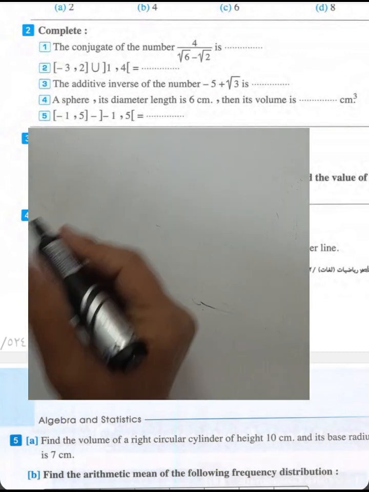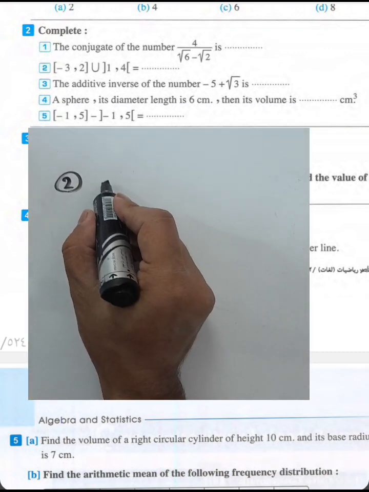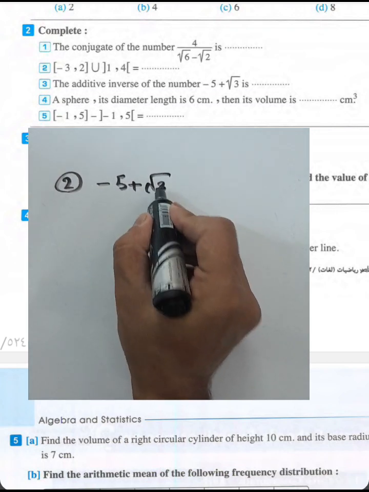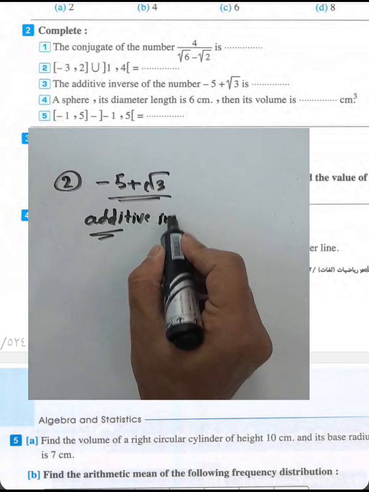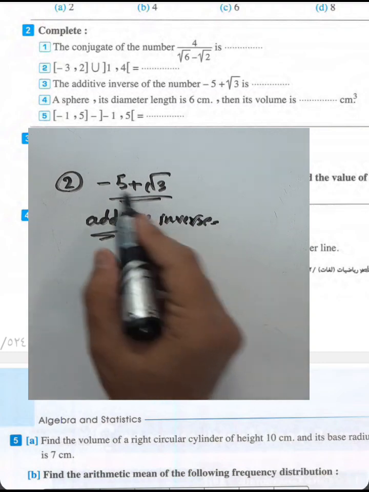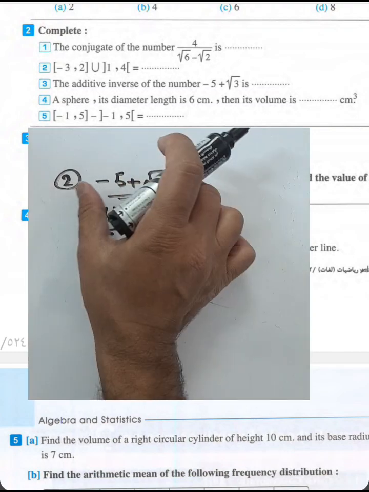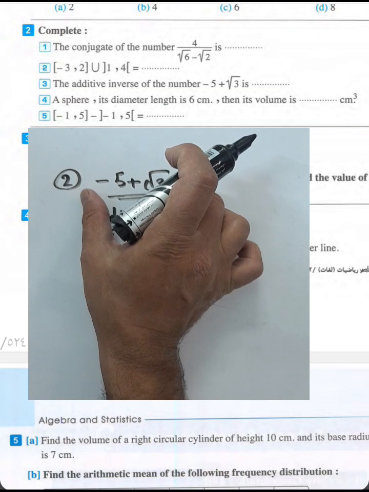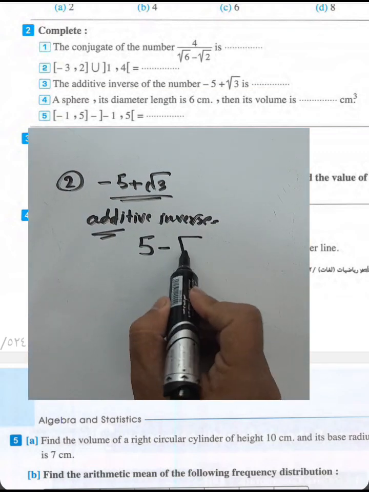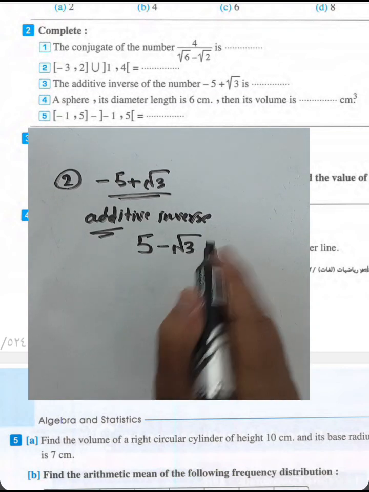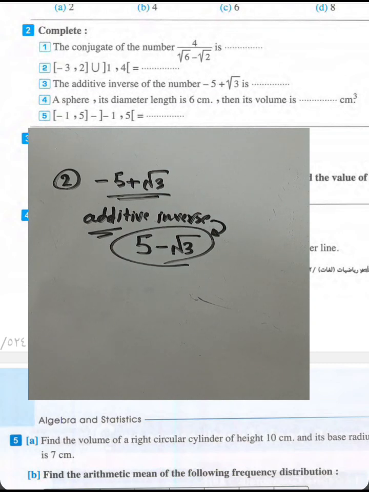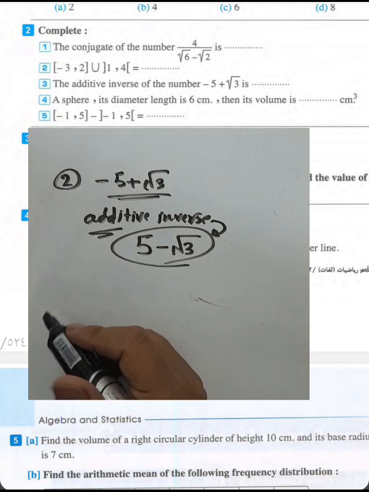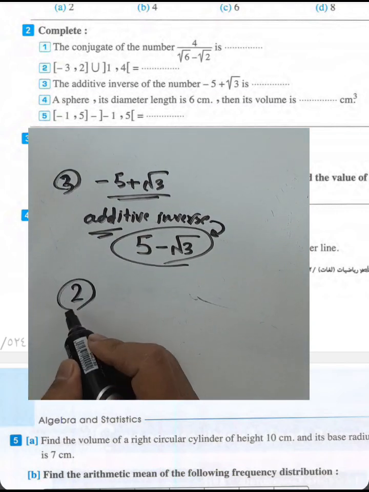Okay, next question number 2. The additive inverse of the number -5 plus root 3. You want to find the additive inverse. It will be equal to changing the sign of all these terms, multiplication by negative, then the result will be 5 subtract root 3. Okay, the additive inverse will be 5 subtracted by root 3. Okay, it was question number 3, but we will solve now question number 2.